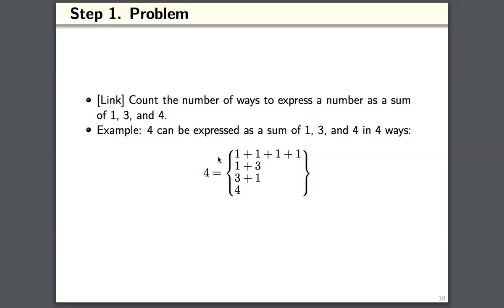Let's consider an example. You have 4 here. See, 4 can be written as 1 plus 1 plus 1 plus 1, or 1 plus 3, or 3 plus 1, or 4. All the terms here are either 1, 3, or 4. Make sense? So how many ways are there? For 4, you have 4 ways.